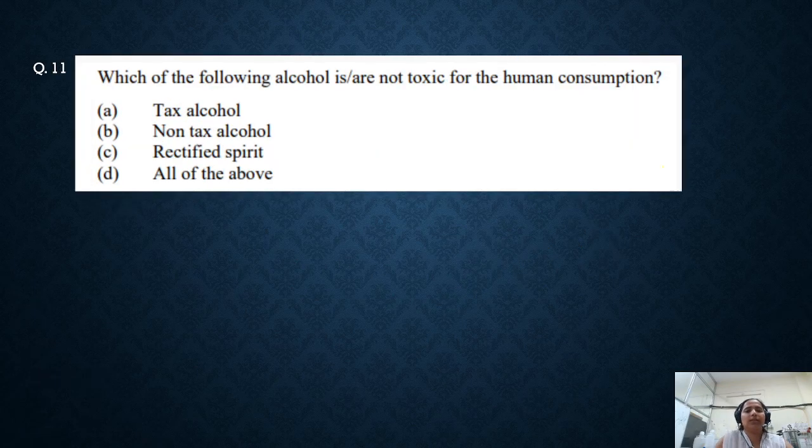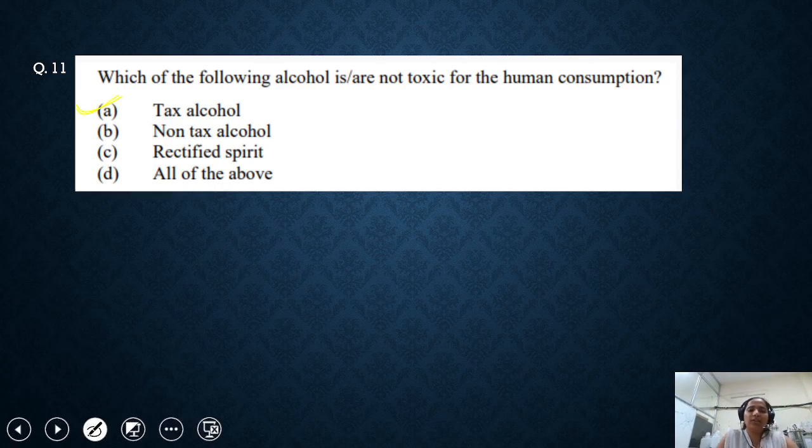This you all must know: which of the following alcohols are not toxic for human consumption? The options are: first, Tex alcohol, second, non-Tex alcohol, third, rectified spirit, and D is all of the above. A, yeah, right answer. Tex alcohol is the alcohol that is used for consumption.